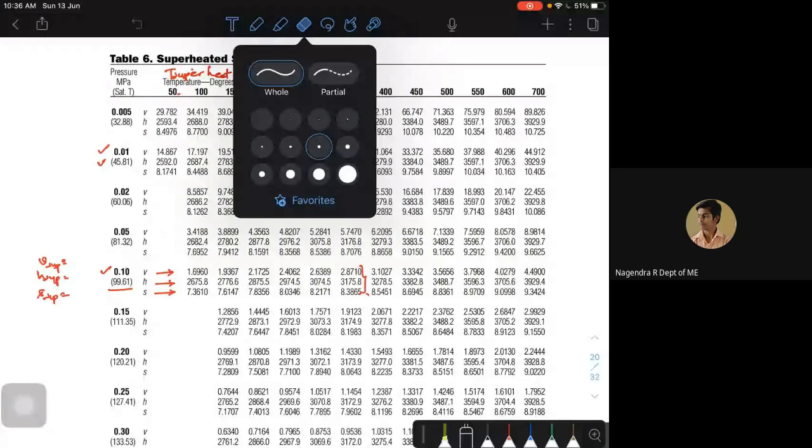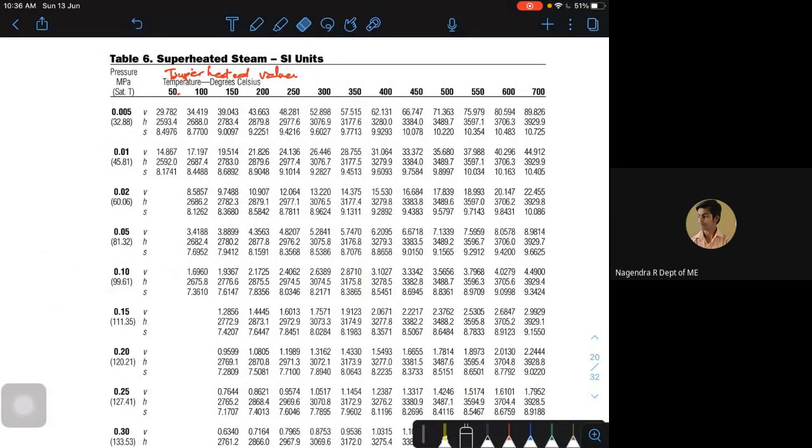Now, from the superheated steam tables, go to temperature. So I don't have 360 there. But what I have is a 350 and a 400. I have to interpolate for this. At 350, just check for where exactly this value of your entropy is, around 7 or something.